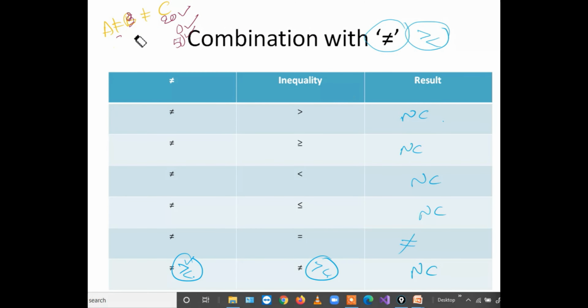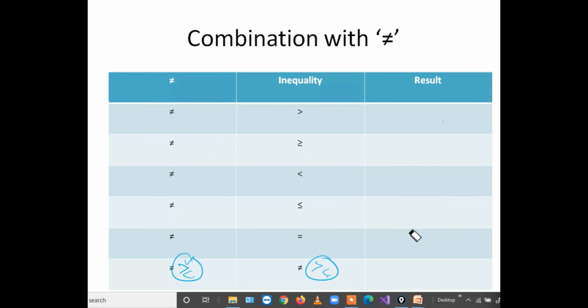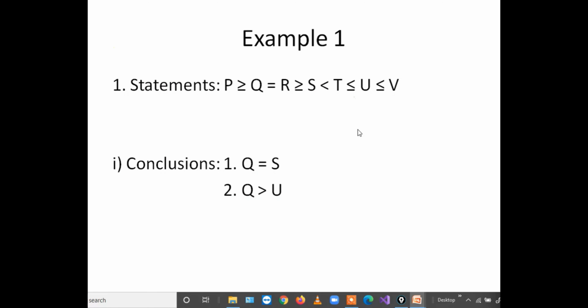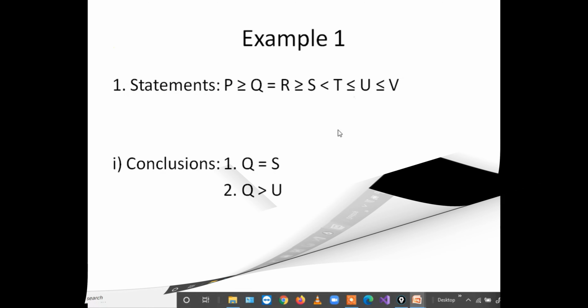So for our comfortability, we are simply telling it is no combination, but actually we need to consider all the three relations. There are three relations possible. Remember that point. Now we are ready with all the combinations. Let's see an example. Example 1.